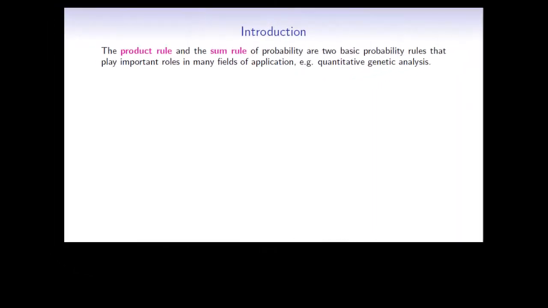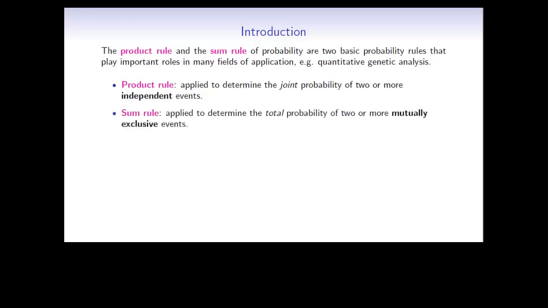In this video, we are going to discuss the product and sum rules. These are two basic but important probability rules with a lot of different applications. As a brief summary, the product rule is applied to determine the joint probability of two or more independent events, whereas the sum rule is applied to determine the total probability of two or more mutually exclusive events. Each of these words will be explained in the next few slides.